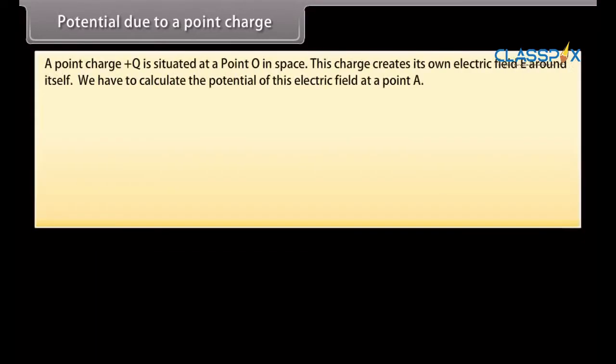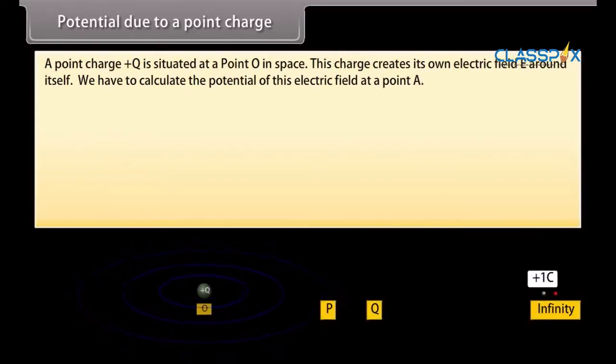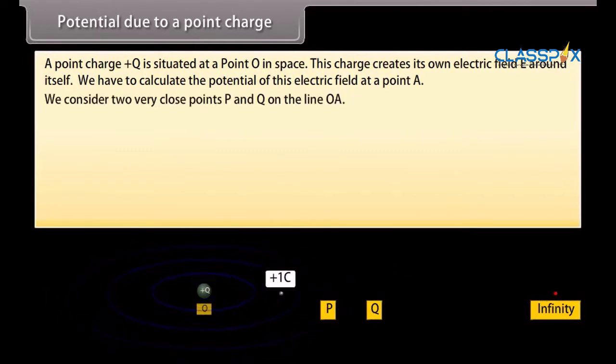Potential due to a point charge. A point charge plus Q is situated at a point O in space. This charge creates its own electric field E around itself. We have to calculate the potential of this electric field at point A. We consider two very close points P and Q on the line OA.